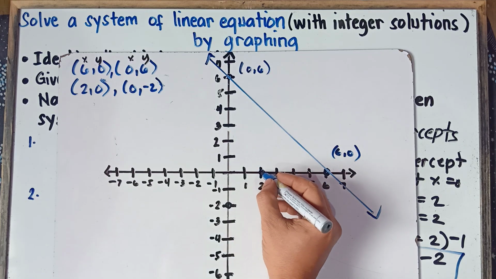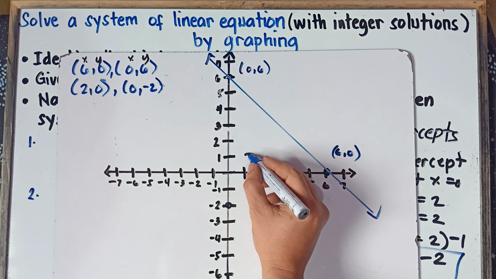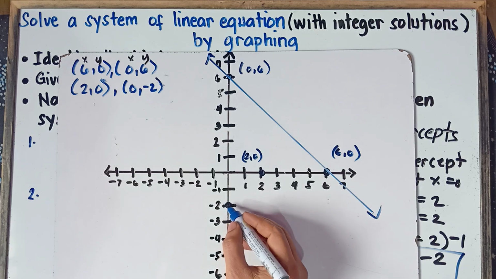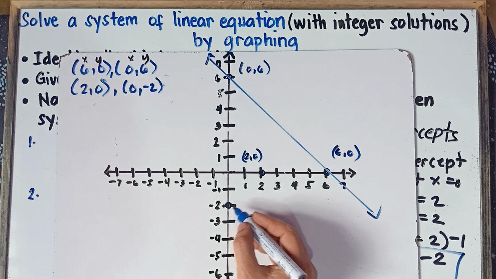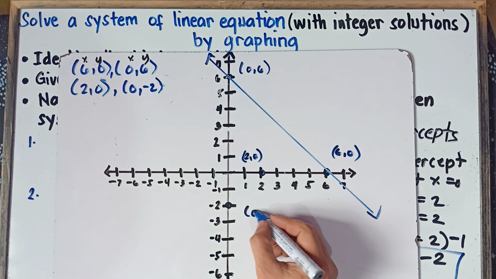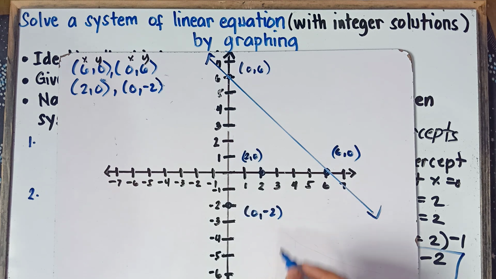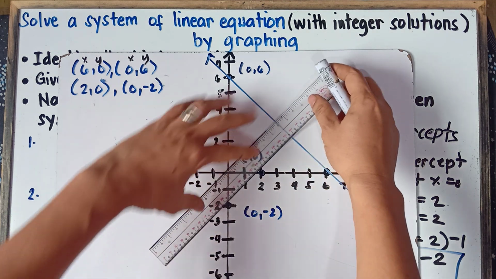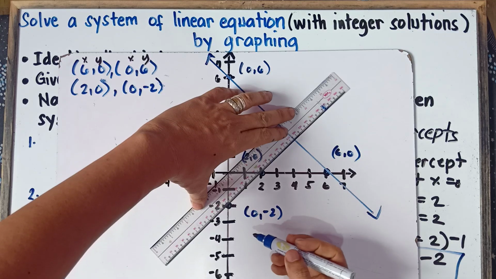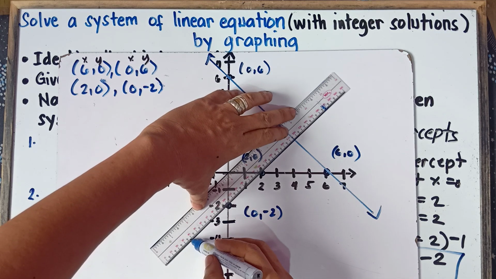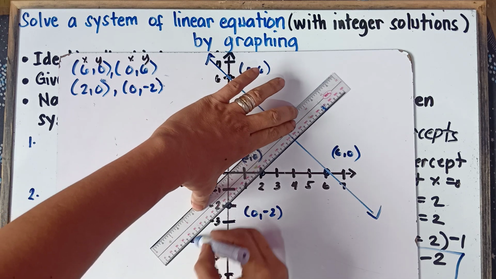So this one right here, we can label this one, class, 2 and then 0. And then this one, x is 0 and then y is negative 2. So 0 for x and then y is negative 2. And then we can connect the points.